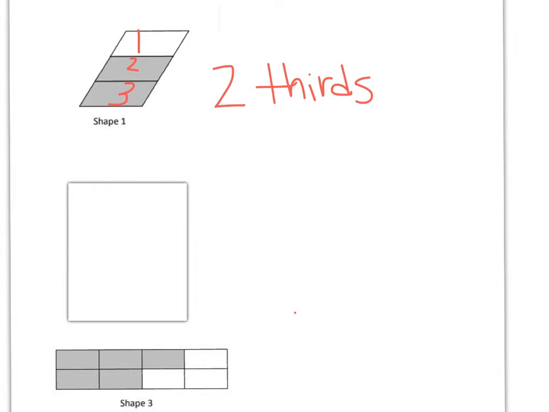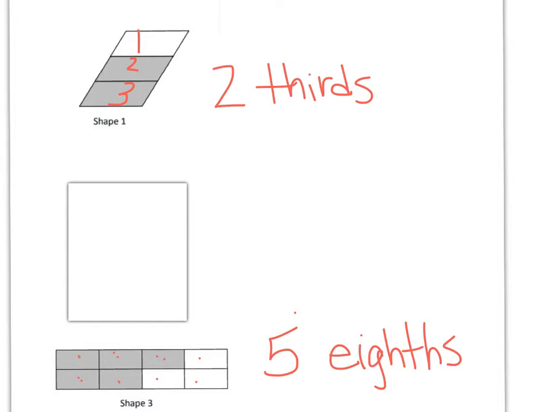And let's ask ourselves the same thing. How many equal parts are there in all? There's 1, 2, 3, 4, 5, 6, 7, 8. There's 8 equal parts, so the fractional unit that we would use would be called eighths. And then the next question is, how many of those eighths are shaded? There's 1, 2, 3, 4, 5. 5 eighths are shaded.